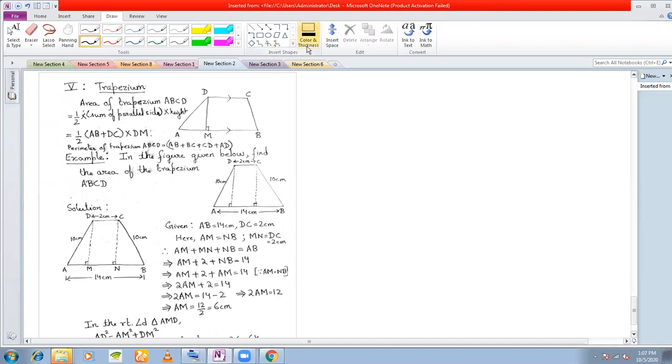So what is a trapezium? From the basic definition, we know that a trapezium is a quadrilateral in which two sides are parallel. Any two sides are parallel. Let us take two parallel sides, and the other two sides that I'm drawing here are called the non-parallel sides. So if ABCD is your trapezium, then AB and DC are the parallel sides, and AD and BC are your non-parallel sides.